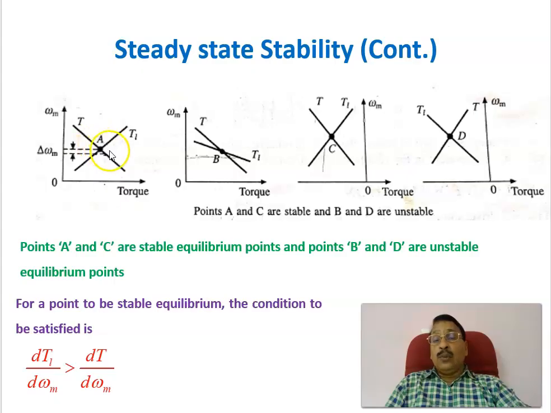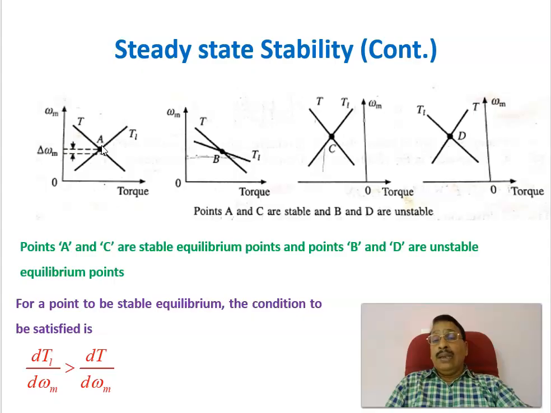If you give a perturbation, for example, if there is a reduction in speed here, you can see that the motor torque will be more than the load torque. Once the motor torque is more than the load torque, T minus TL will become positive and d omega m by dt will become positive, or the speed is increasing. Therefore, it is coming back to this point.